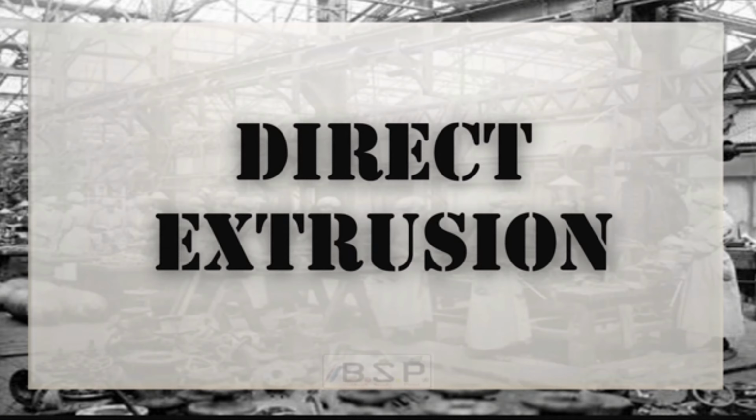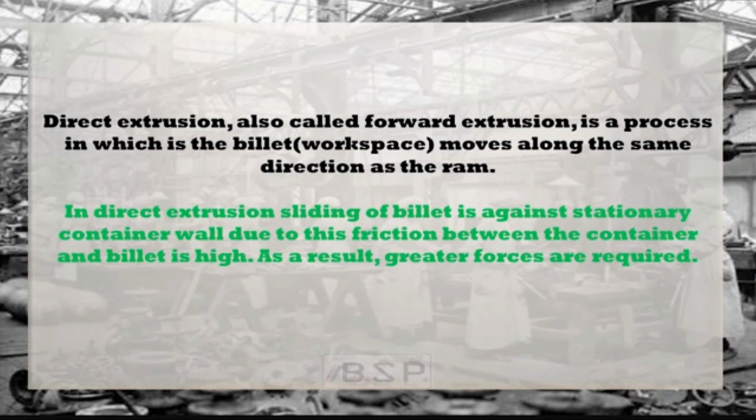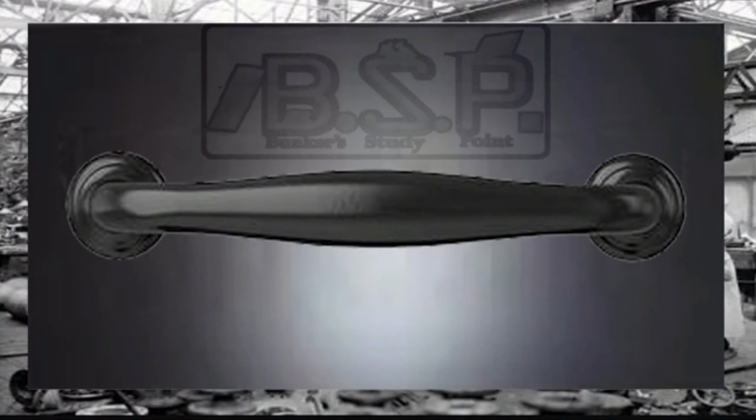First one is direct extrusion. Direct extrusion, also called as forward extrusion, is a process in which the billet workspace moves along the same direction as the ram. In direct extrusion, sliding of billet is against stationary container wall, and the friction between the container and billet is high. As a result, greater forces are required.